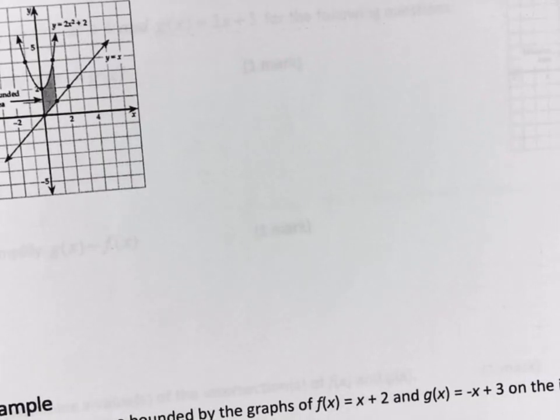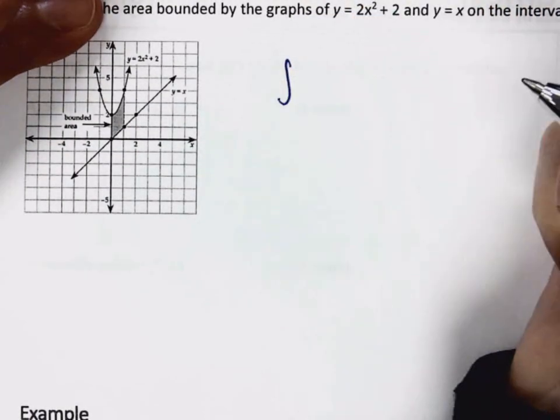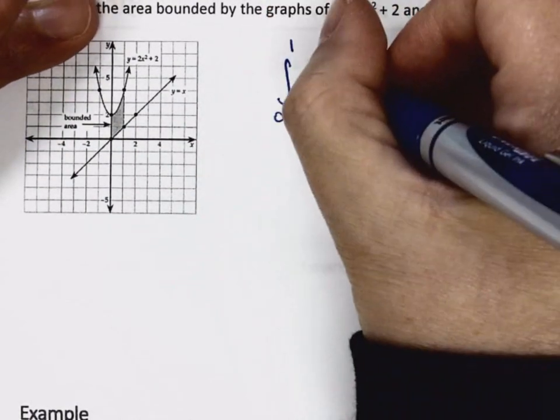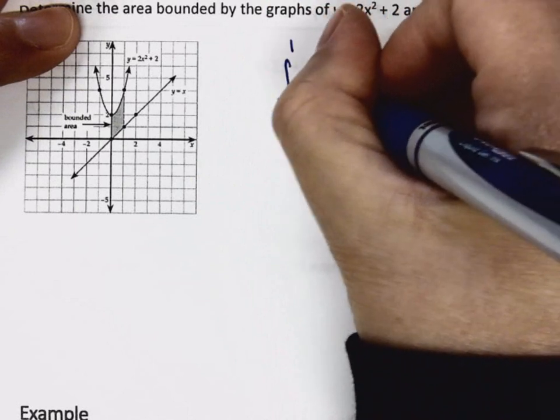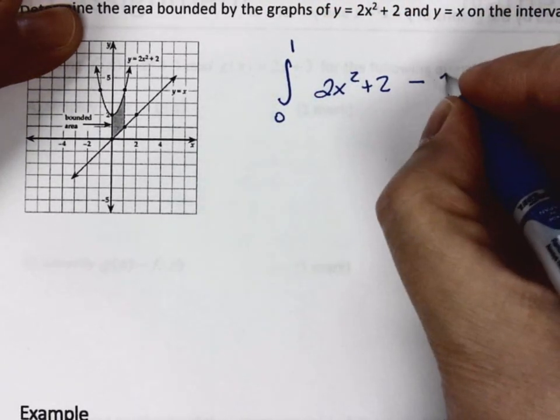So determine the area bounded by the graphs, the parabola and the linear, over the interval 0 to 1. So you just treat it like you would again. Which one is the physical upper function? Y equals 2x squared plus 2. So the parabola is up top. So when we do the integral, 0 to 1, we're going to start with the 2x squared plus 2, and we're subtracting the linear function.